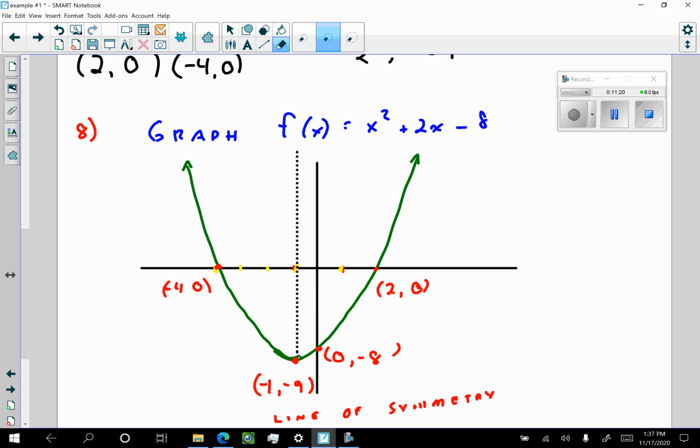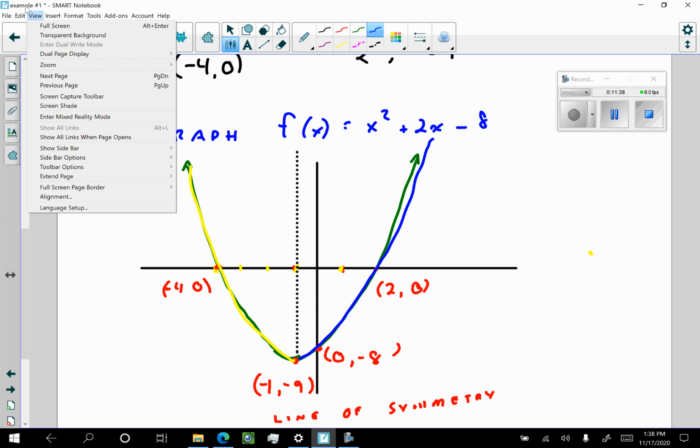Okay, I've got the vertex, it opens up. It's decreasing, and then it's increasing. Opens up, x-intercepts, y-intercepts. I don't think there's much more to that. Let me go out to view the whole thing.